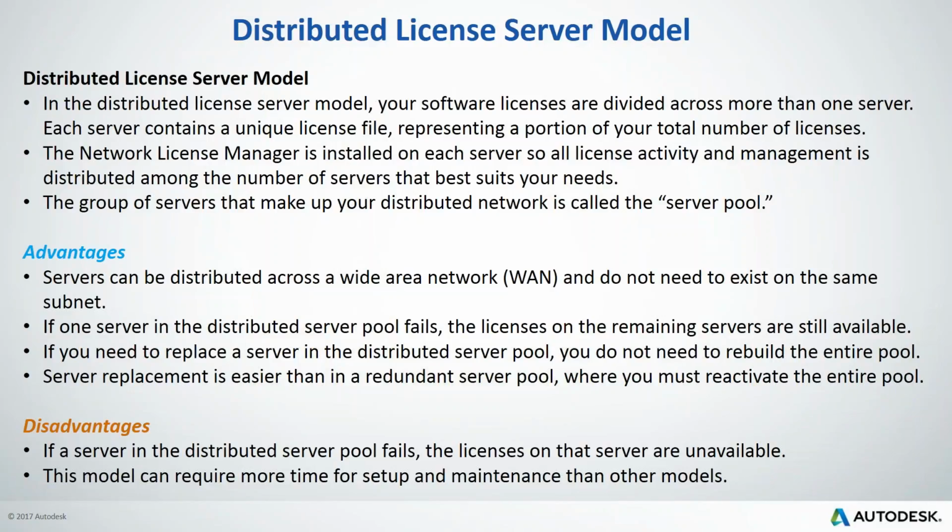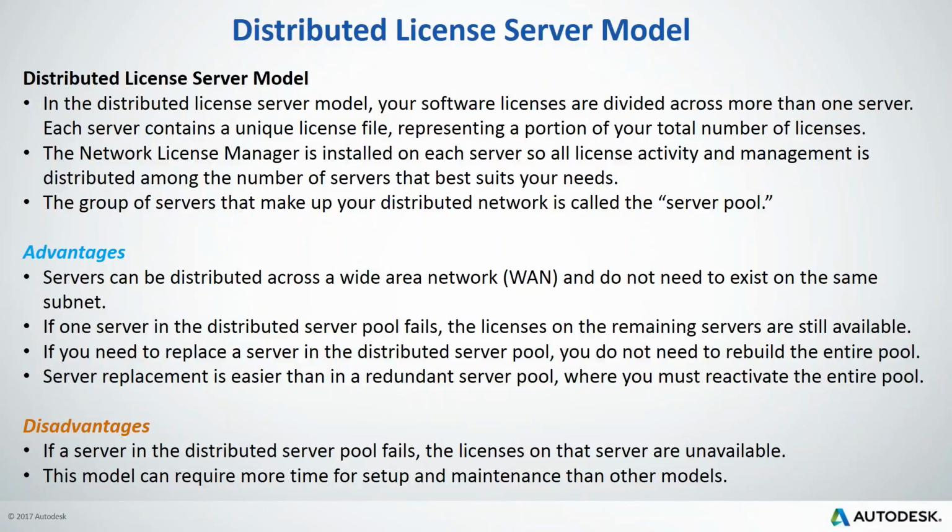Next, the distributed license server model. Your software licenses are divided across more than one server. Each server contains a unique license file representing a portion of your total number of licenses. The network license manager is installed on each server, so all the license activity and management is distributed among the servers. For example, if you have 30 AutoCAD and 30 Revit licenses, you could put them across server A and server B. The group of servers that make up your distributed network is called a server pool.